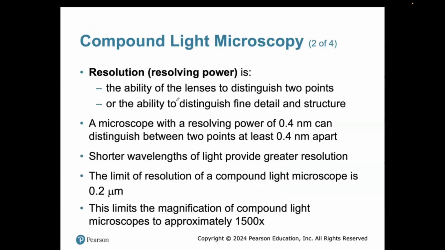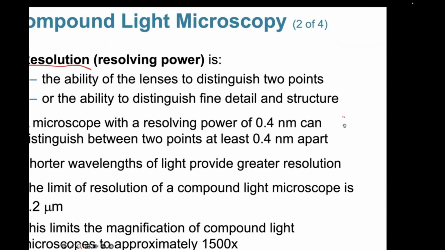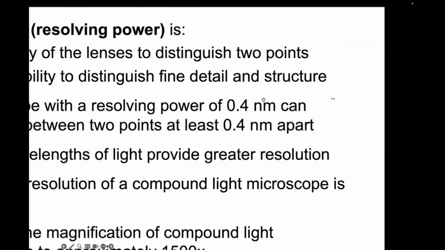All right, so when looking at this ability to look at these different points, we have to understand the term resolution. Resolution is the ability to distinguish between 2 points, right? So basically it allows us to see the fine details and structures of a specimen. So when talking about a microscope that has a resolving power of 0.4 nanometers, it has the ability to distinguish between 2 points that are 0.4 nanometers apart, right? Like looking at those 2 points right there, that's really, really small. And so a light microscope will be able to differentiate between how close those specimens are.